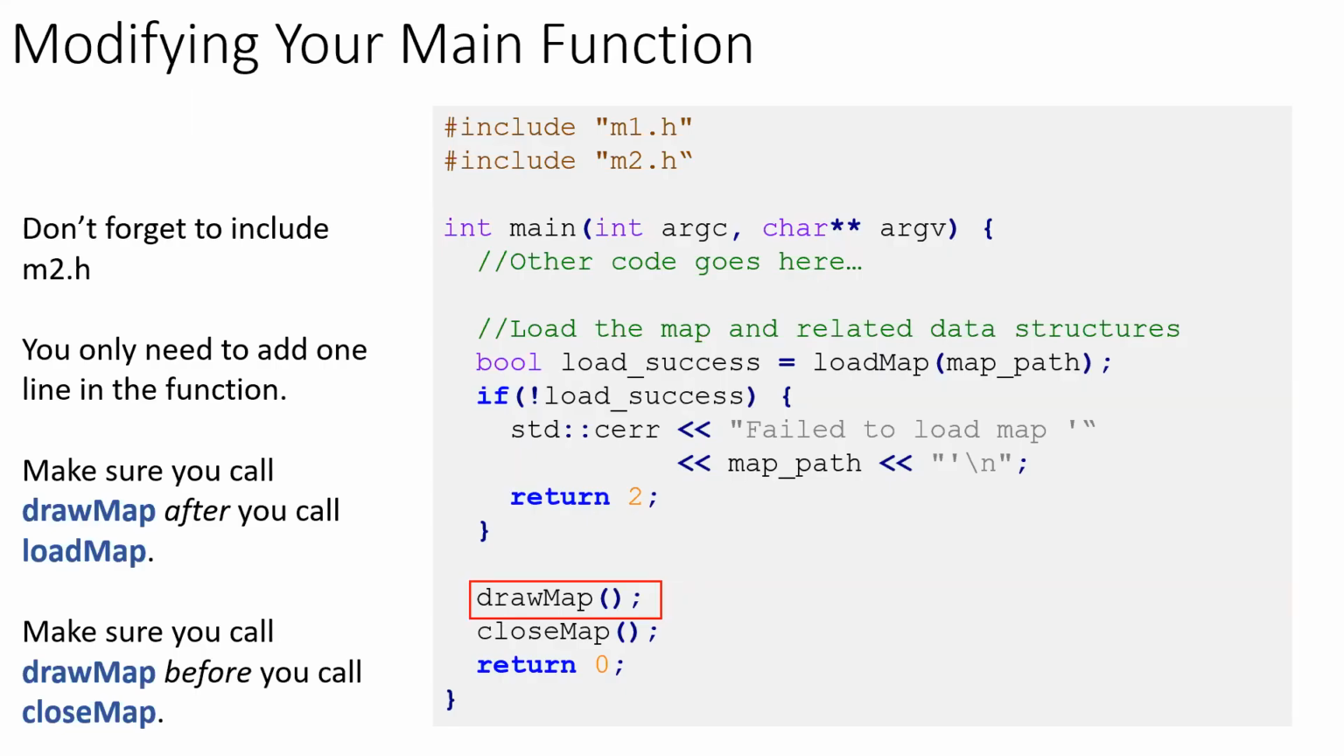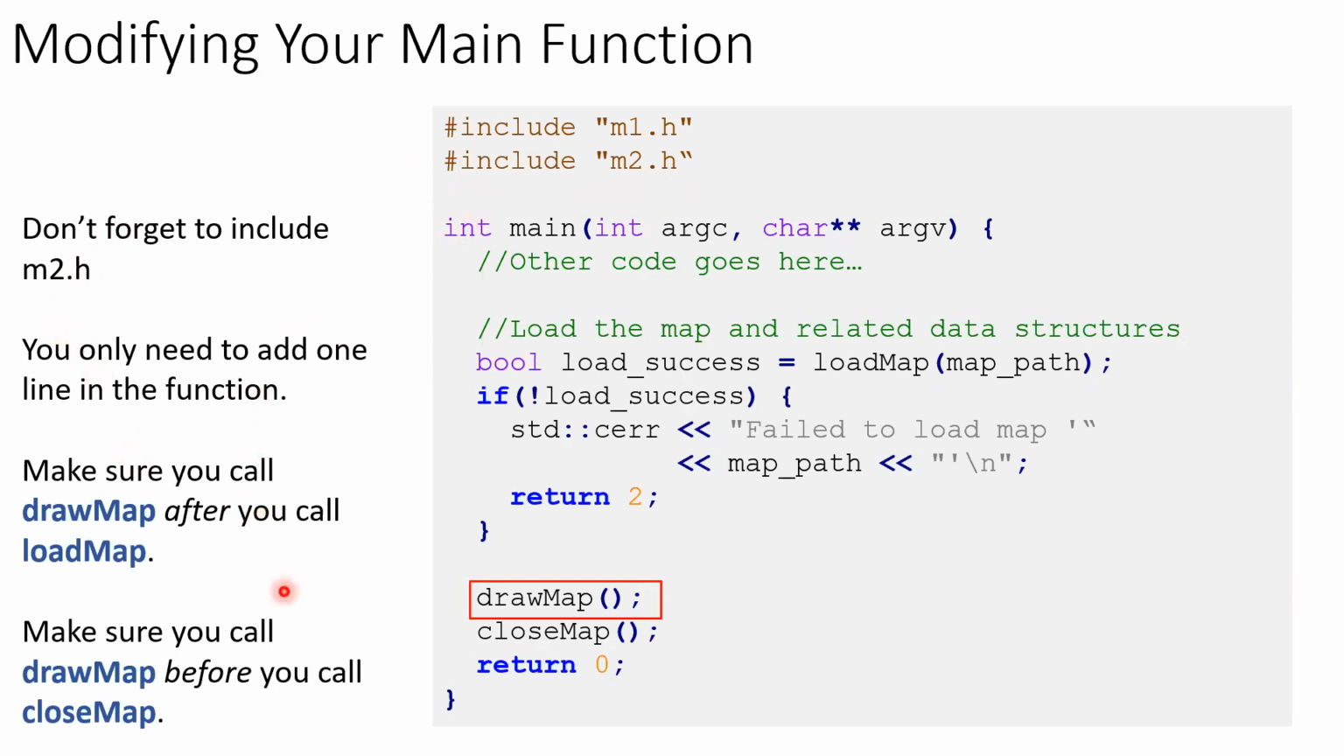How do you modify your main function? First, remember to include the m2.h header file in your main.cpp. And you should be looking into it. It should be at the same place as m1.h. So look into it to see your expectations.